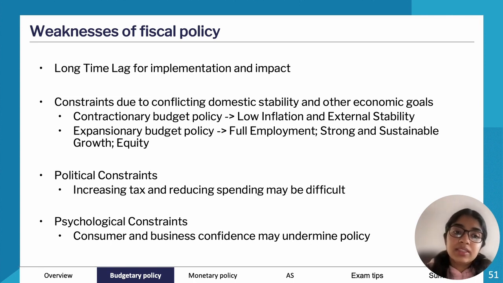A political constraint, so that's pretty easy. That's basically because of the politics. Different politicians and different parties have different ideas on how to spend and so on, and that's a political constraint. And psychological constraint. Consumer and business confidence might undermine the policy. So let's say the government does give out welfare payments, it introduces tax cuts and all of that. If consumers have very, very low confidence in the economy, they're still not going to spend it regardless. So it's not going to affect the economy unless the consumers actually decide to spend that money.